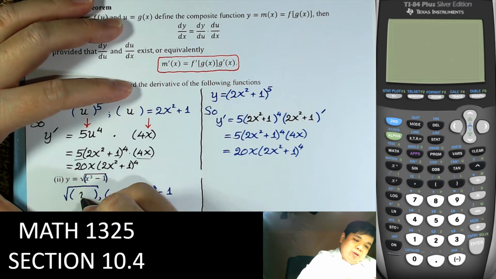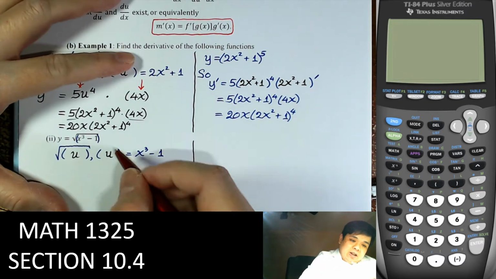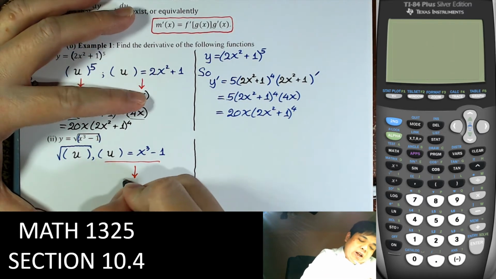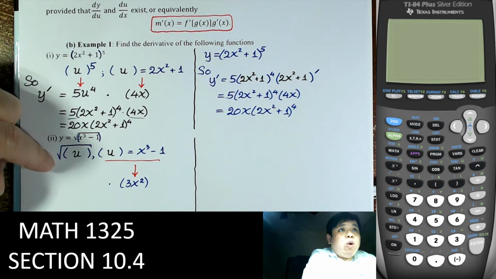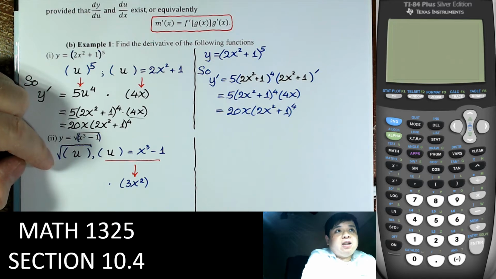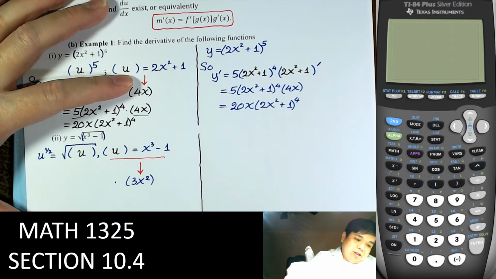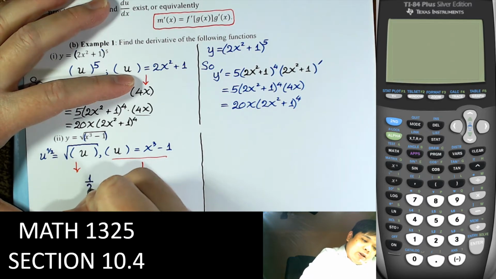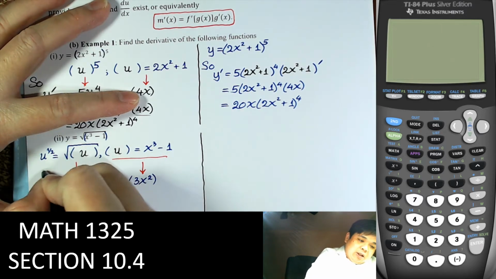Now if we have u, and then we just take the derivative of x cubed minus 1, the derivative is 3x squared. Then square root of u: if we take the derivative of that, we can use the power rule. We write square root of u as u to the 1/2, then that is easier to take the derivative of. It will give us 1/2 u to negative 1/2. So that is the derivative.